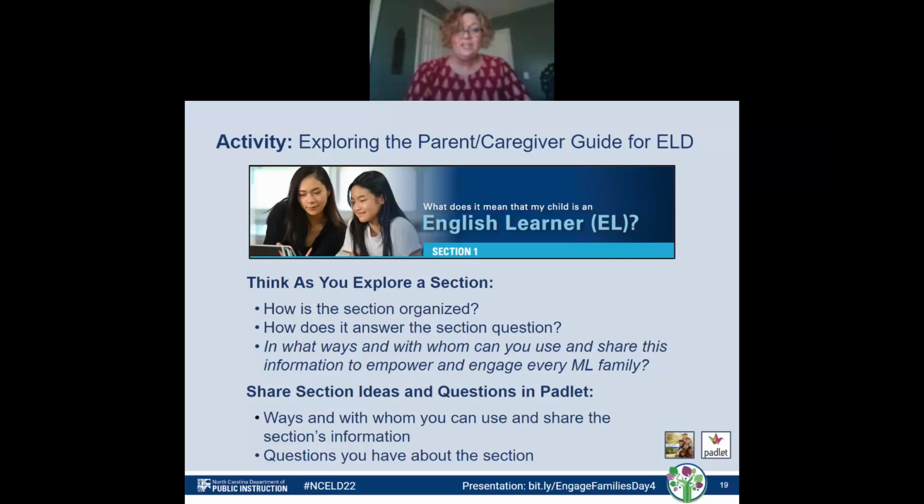You're going to be sharing or writing your ideas and questions in our Padlet. We're going to get you there in just a second. You'll be listing your brainstorms of ways that you can use the section, with whom you can share it, and also your questions. So there'll be 2 columns per section. We'll show you. Tim, why don't you click to the next slide?